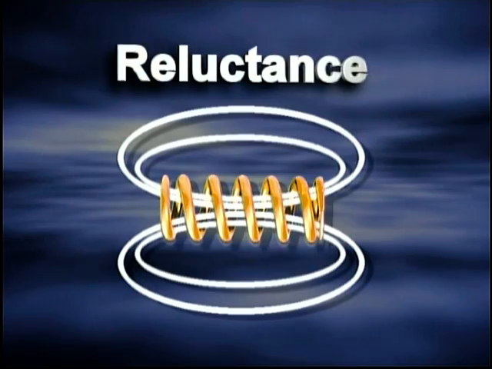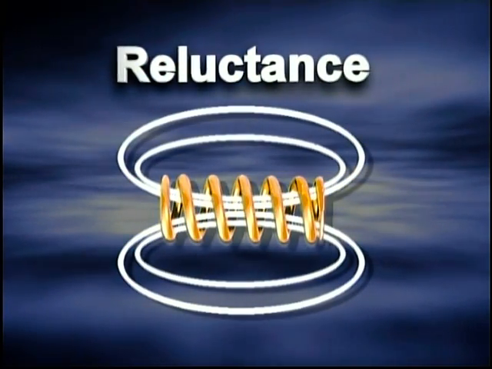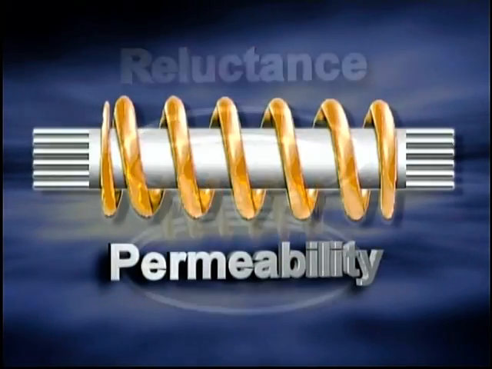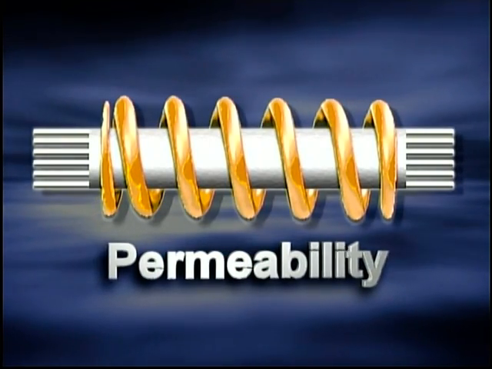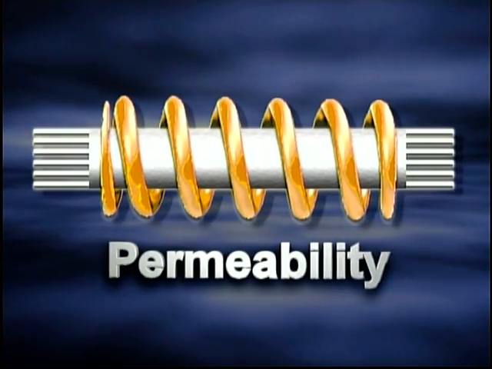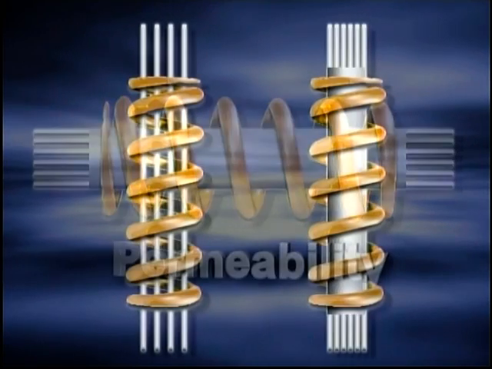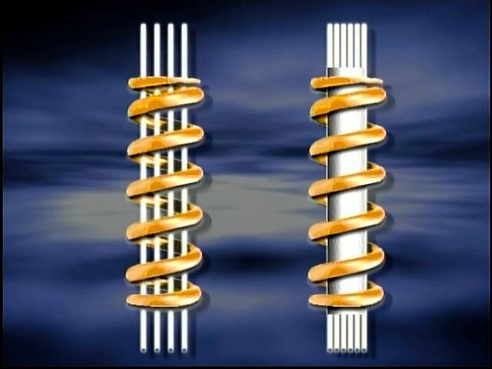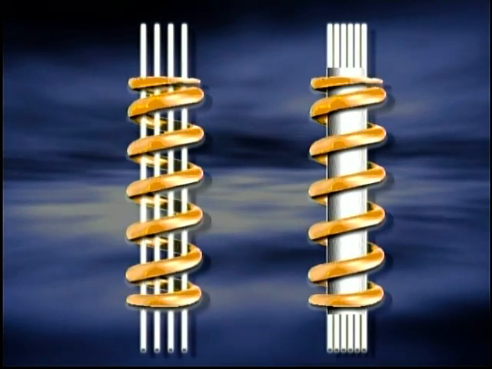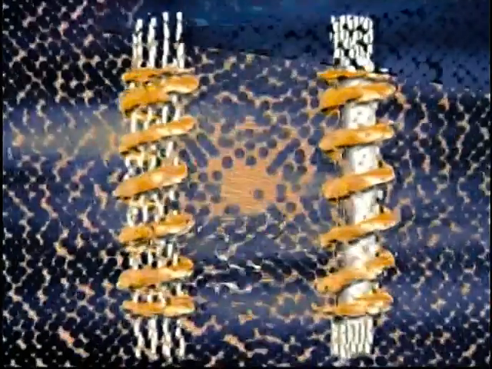Although magnetic lines of force pass through all substances under normal conditions, there is an opposition to their passage. This opposition that a substance offers to magnetic flux is known as reluctance. The ability of a material to permit lines of force to pass through it is called its permeability. Flux lines pass more easily through material of high permeability, such as iron, than they do through air.